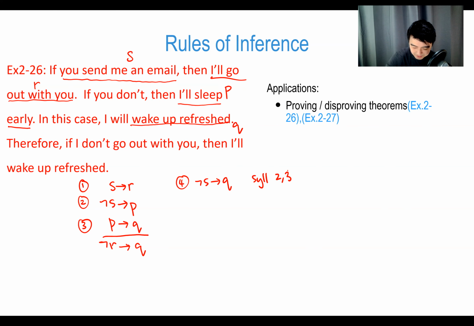Another thing that I see here is that from not S implies R, I can write not R implies not S, and that was from the contrapositive of number one. Again, recall that law. And number six, not R implies not S, and not S implies Q, so not R implies Q. This is the syllogism of number four and number five. And therefore, we have the conclusion, and we can claim that this is a valid argument.